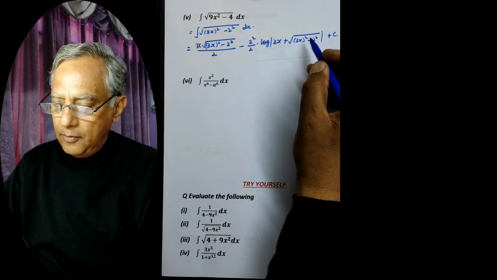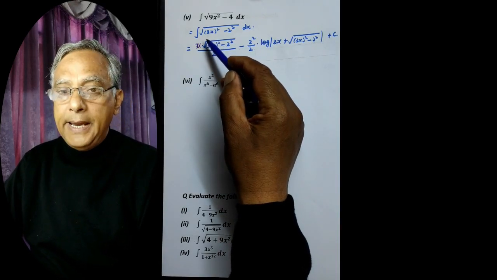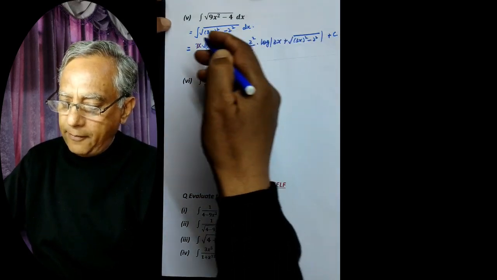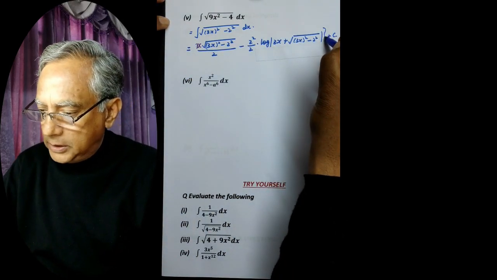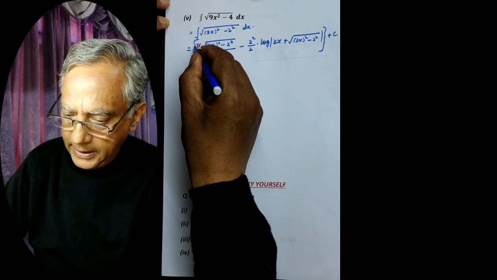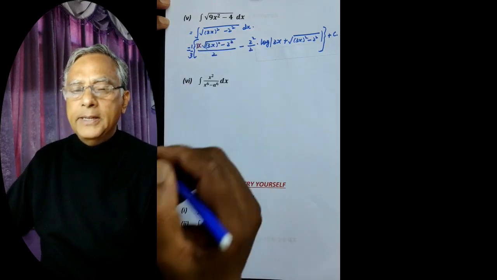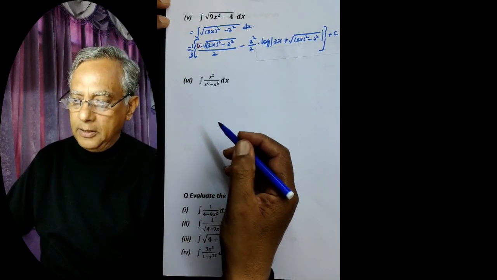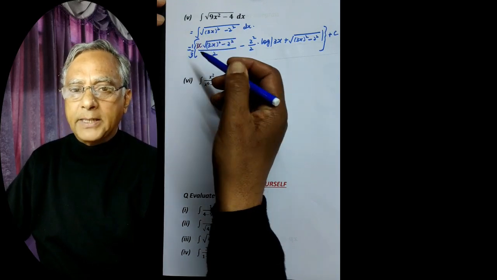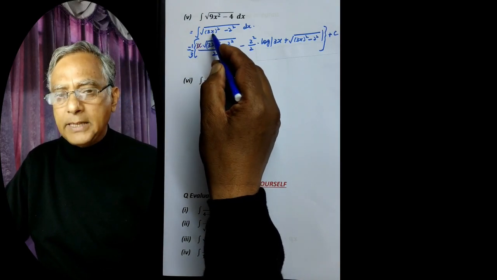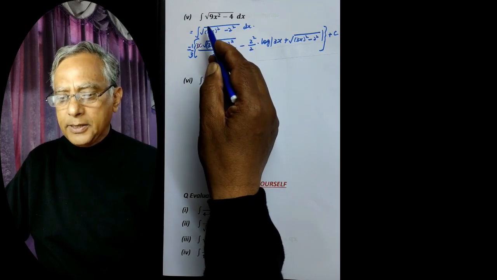And since we are using a formula for x for 3x, we must divide this whole term by 3. So this must be divided by 3, 1 by 3, the coefficient of x. You must never forget to divide by the coefficient of x. If you are using a formula for x for kx, then you must divide the result by k.